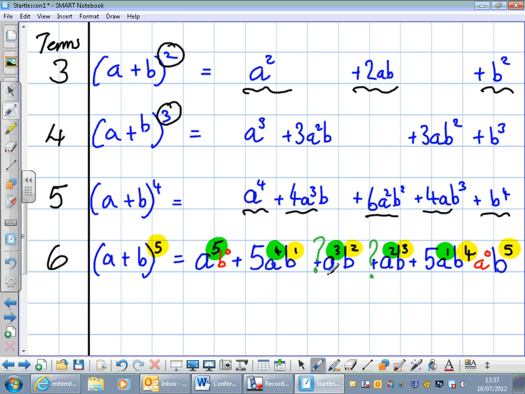Now, all we've got to do is try and work out what the coefficient is of these 2 terms. And we can find it by looking at the coefficients above. This one will be 10. And this one will be 10. How? Well, there's a triangle formed here.